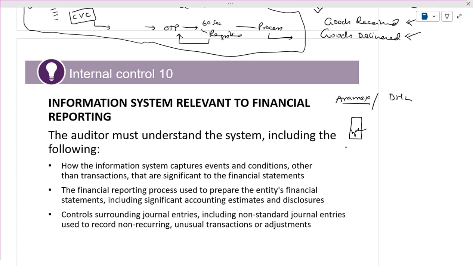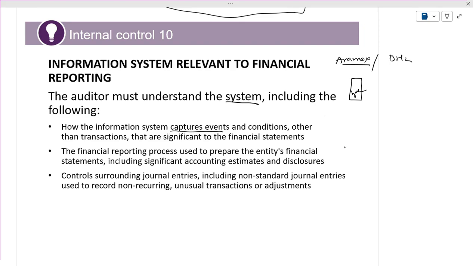The auditor must understand the system, including the following. You should understand how the system will work. Then only our audit process will be more interesting and more specific. How does the system capture information on events? Everywhere you see a barcode. We are capturing the events with the help of barcodes, a unique code. You have to understand how they capture events and conditions, other than transactions, that are significant to financial statements.